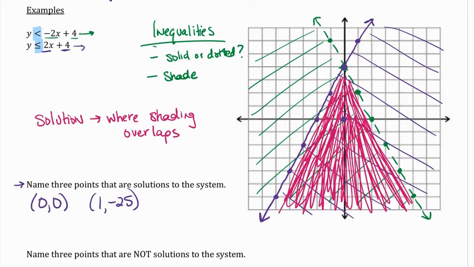One other place that you can pick a solution is you can go on one of the lines. But if you're going to go on a line, it has to be on a solid line. So I could pick the point negative 2, 0. That's on my purple line. That's a solid line. So negative 2, 0 is a solution.